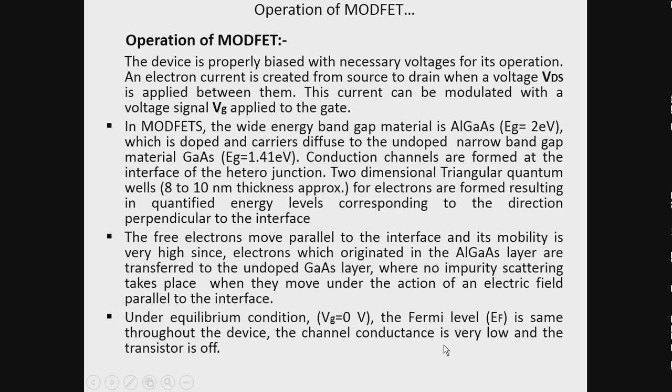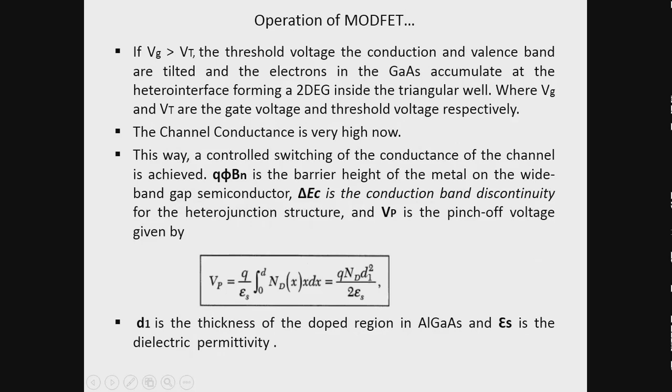The channel conductance is very low. It means that the impedance of the device is very high at the time when no gate voltage is applied, or the device is not operating, or the device is in the off condition under this situation. Now, if we gradually increase the gate voltage, if Vg is greater than a voltage Vt, that is the threshold voltage for conduction.